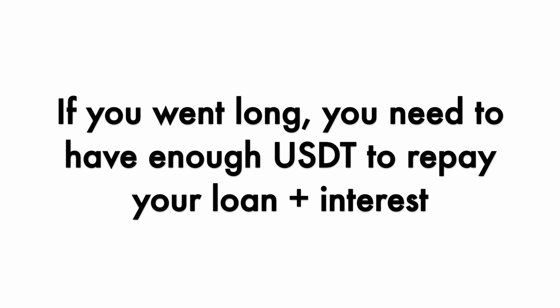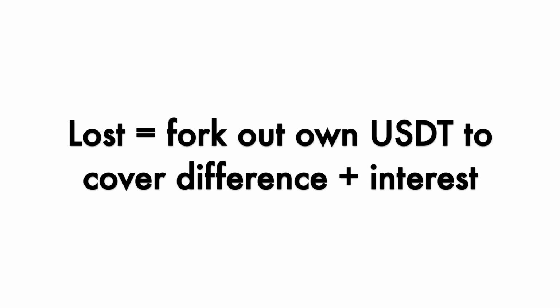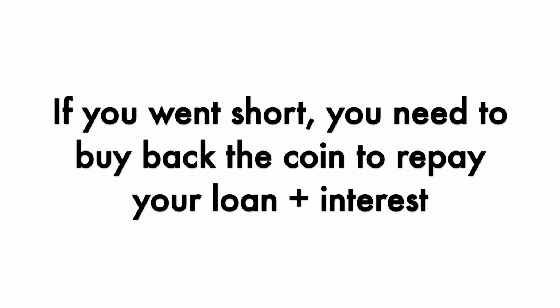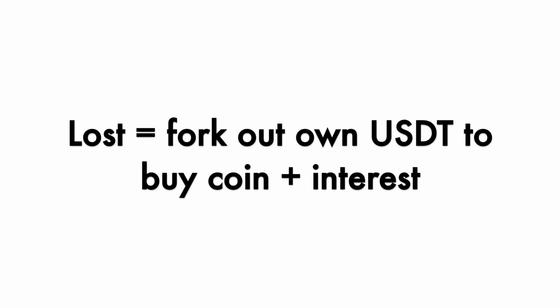If you went long, you would need to ensure that you have enough USDT to repay your loan plus any interest. If you won on your trade, then there's no issue. However, if you lost on your trade, you would need to fork out your own USDT to pay for the difference and any interest. If you went short, you would need to make sure that you repurchase enough of the coin to cover your outstanding interest on that coin. If it was a winning trade, then there's no issue. However, if it was a losing trade, you would need to fork out your own USDT to buy more of that coin to pay for the difference along with any interest.